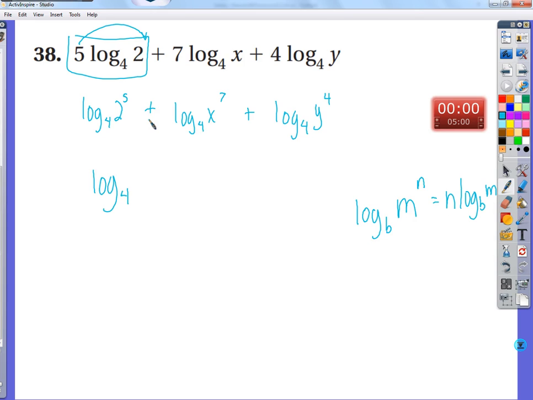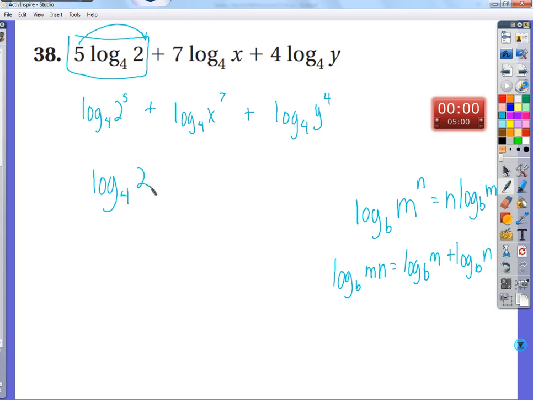Two times seven? No. So we're using this product property: log base b of something times something equals log of the first thing plus log of the second thing, or you can put it together. So here's where we are. You have two things added together, so you put them back together, and they're going to be multiplied together. 2x.